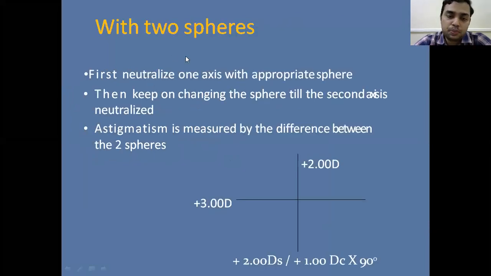First, with 2 spheres, we have to neutralize one axis. Here the vertical meridian is neutralized by +2 diopters, and the horizontal meridian is neutralized by +3 diopters. Here the astigmatism is the difference between the two, that is +1 diopter. As it is 180 degrees, usually the power acts perpendicular to the axis. So here we get 90 degrees, and the spherical power is plus 2 diopters. This is how, with the help of two spherical lenses, we can find the cylindrical axis.